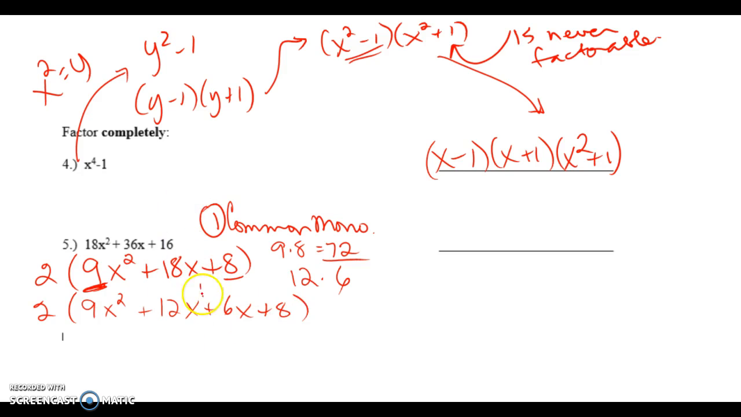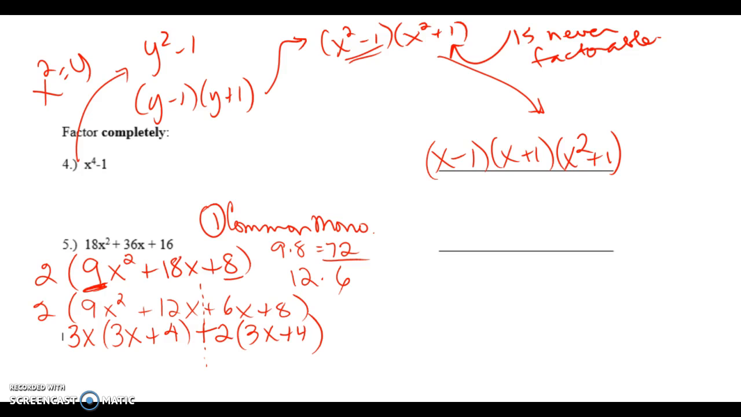Now we have to factor by grouping. All right, what's common over here? It looks like I can take a 3 and an x out, which leaves me with 3x plus 4. All right, over here I need to get the same. I'm going to call this plus 2. Yep, and I get 3x plus 4.